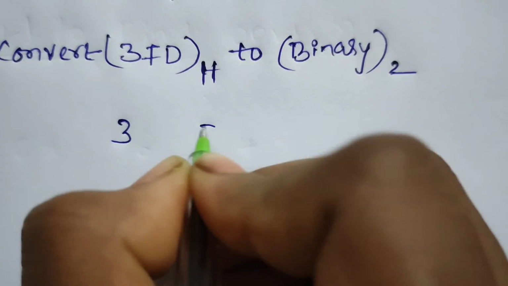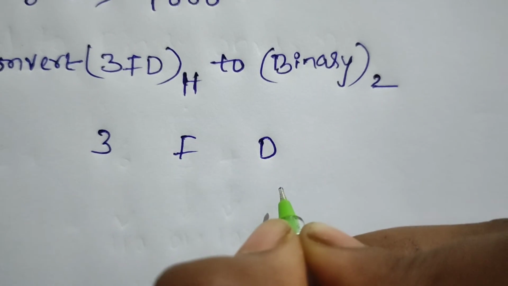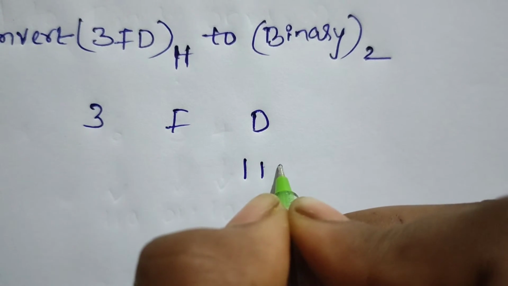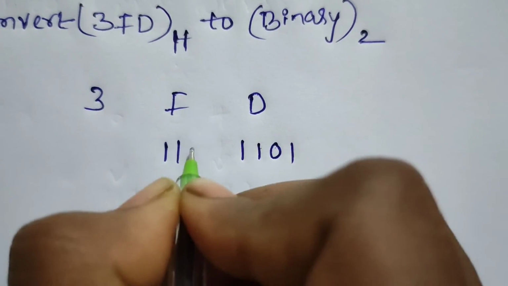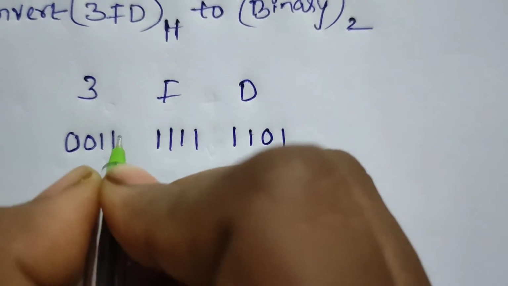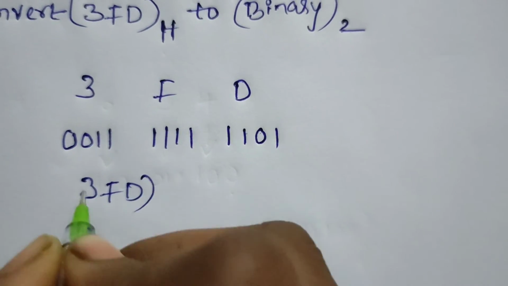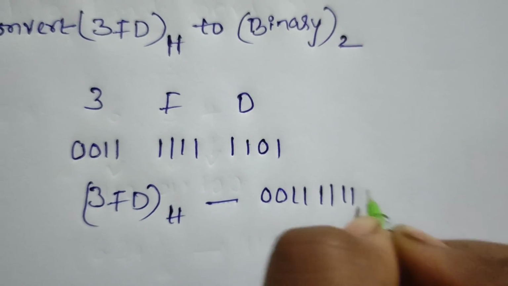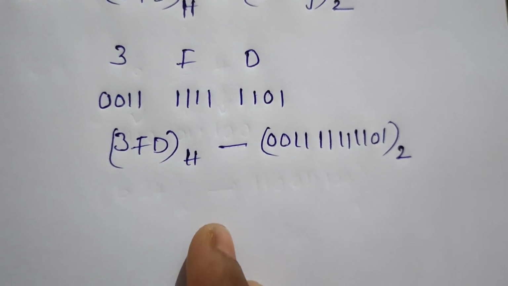So 3FD. D means what? D is nothing but 13. So it is represented as 8 plus 4, 12, plus 1 is 13. So 1101. F means 15, so all ones. 3 means 0011, 2 plus 1, 3. So this is the binary equivalent of the hexadecimal value 3FD: 0011 1111 1101.